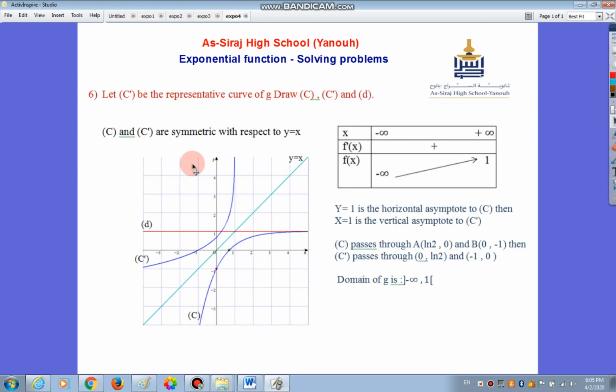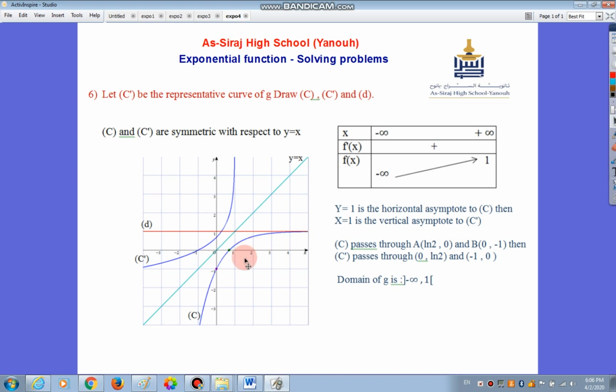Now, let's move to the last part of our problem. Let C be the representative curve of f, draw C, and C prime, the representative curve of g, and D, which is the asymptote to C. According to the variation table, f is an increasing function from minus infinity to 1. And you know that y is equal to 1 is a horizontal asymptote to C, and it increases from minus infinity to plus infinity, taking into consideration that y equals 1 is a horizontal asymptote.